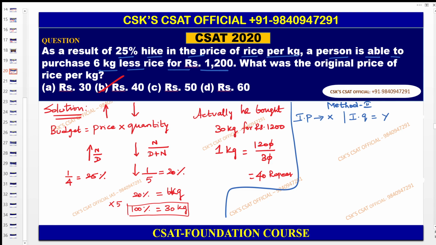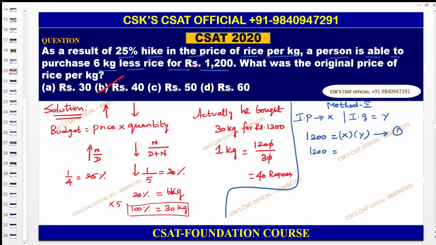Just remember, what is the budget here? 1200. So which is equal to price into quantity. Initial price is X, quantity here is nothing but Y. So this is nothing but the initial. Keep that as equation number 1. Here budget remains the same, 1200.